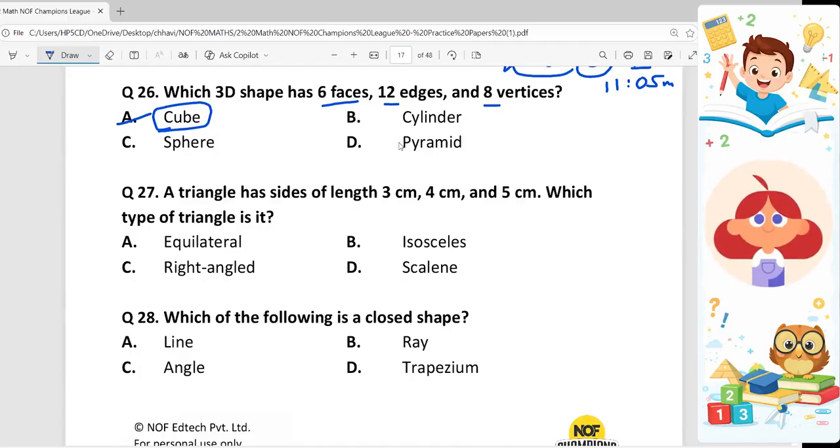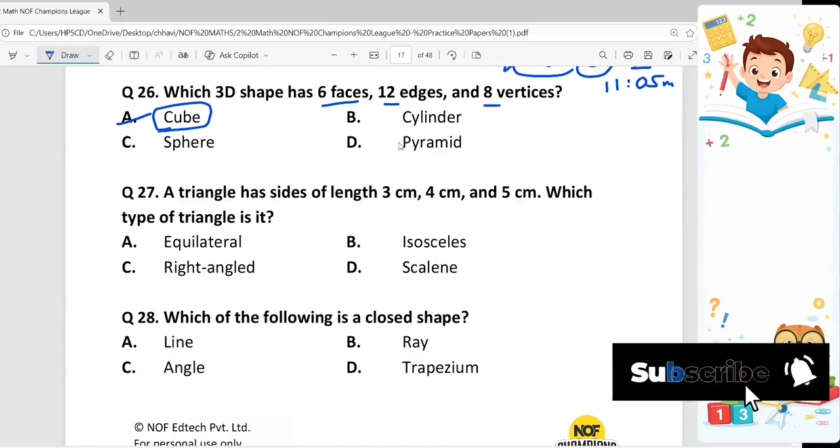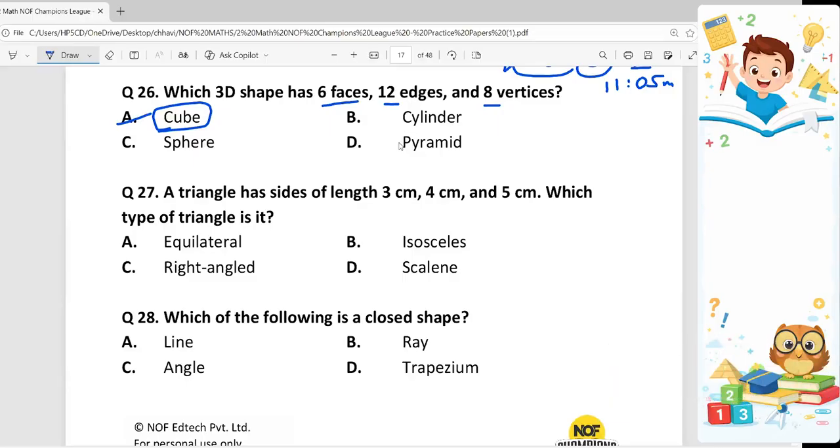27th. A triangle has sides of length 3 centimeter, 4 centimeter, and 5 centimeter. Which type of triangle is it? Okay. So over here, we have to be careful, like 3 centimeter, 4 centimeter, and 5 centimeter is given. So we will use the Pythagoras theorem. Have you heard of the Pythagoras theorem? In this theorem, if the square of the longest side equals the sum of the squares of the other two sides, it is a right angled triangle.